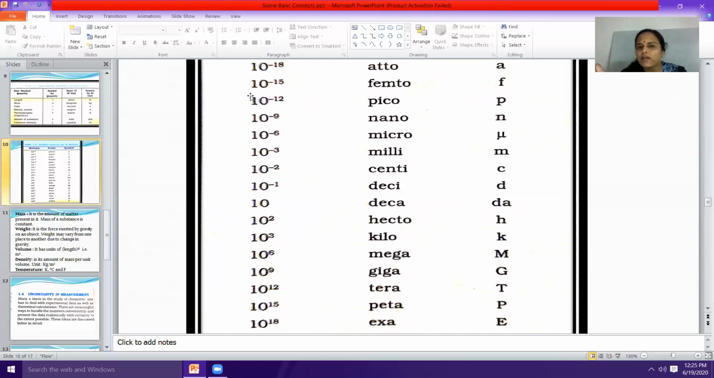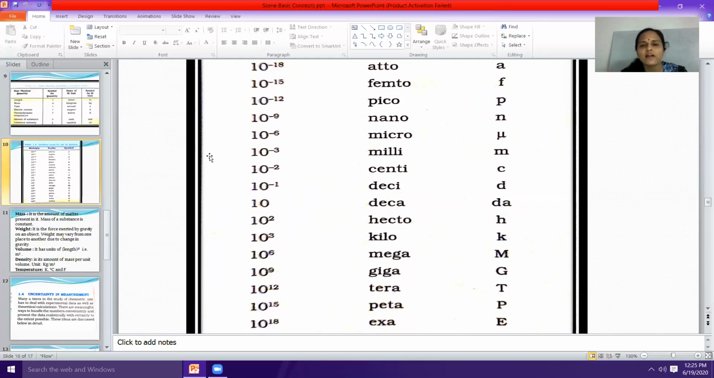So you need to remember, because you have to do the conversion of one unit to the other, and for that you have to know the relationship between one unit and the other unit. So 1 nanometer equals 10 raised to minus 9 meters. 1 micrometer equals 10 raised to minus 6 meters.